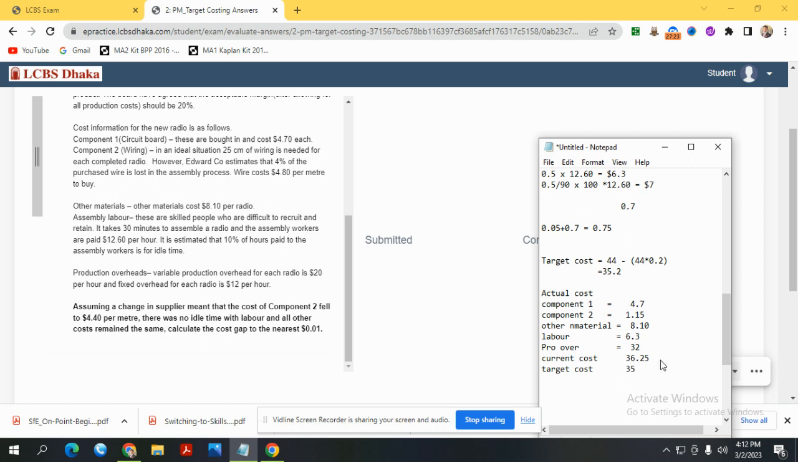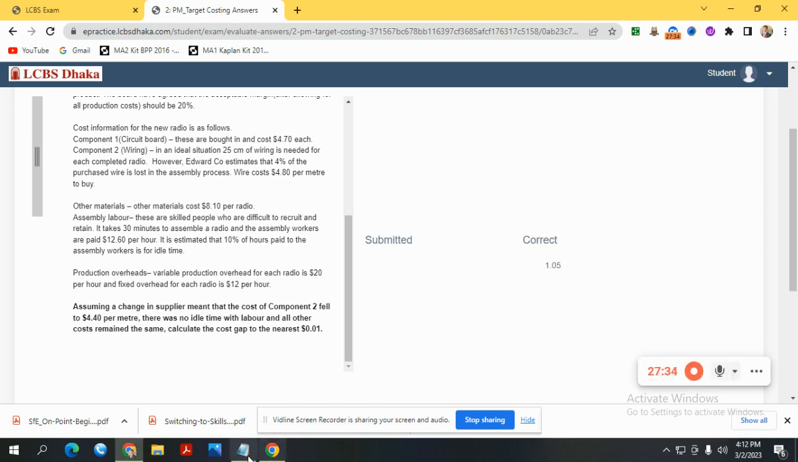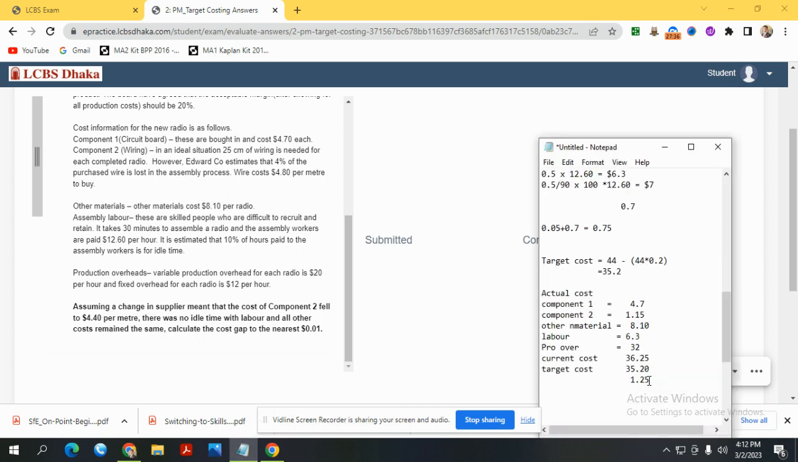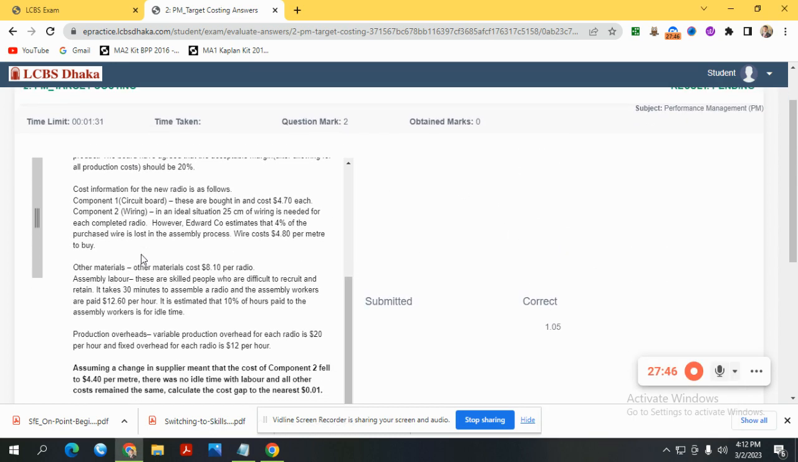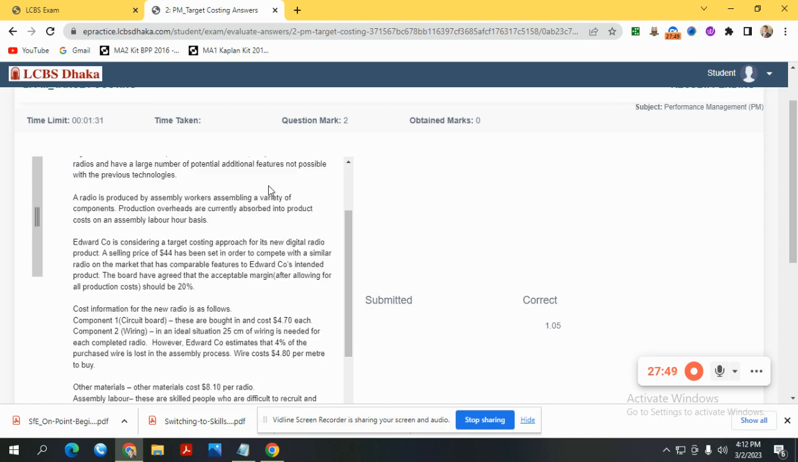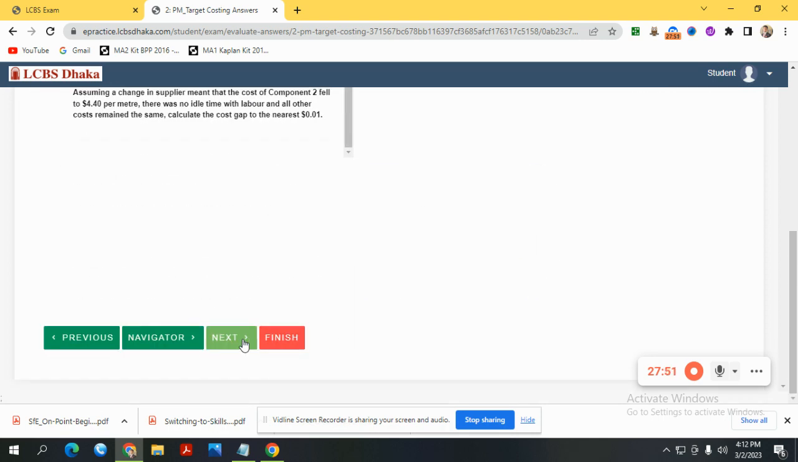So what is my cost gap? My cost gap should be $1.25. Sorry, no, my bad. $1.05. My bad. That's the correct answer, 1.05. So whoever did this, I hope you guys now know how to do this math.